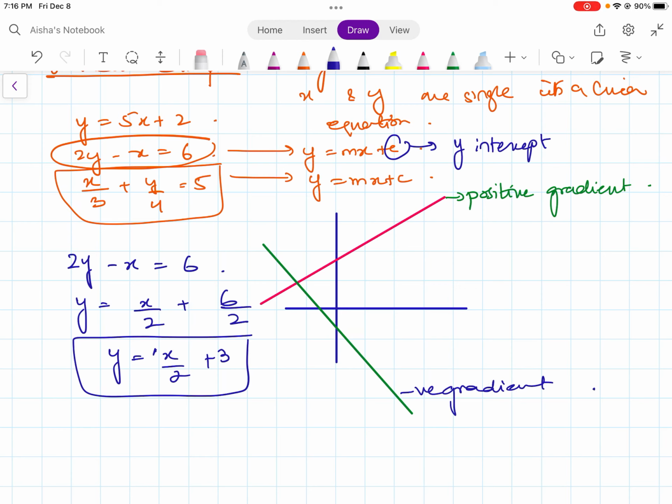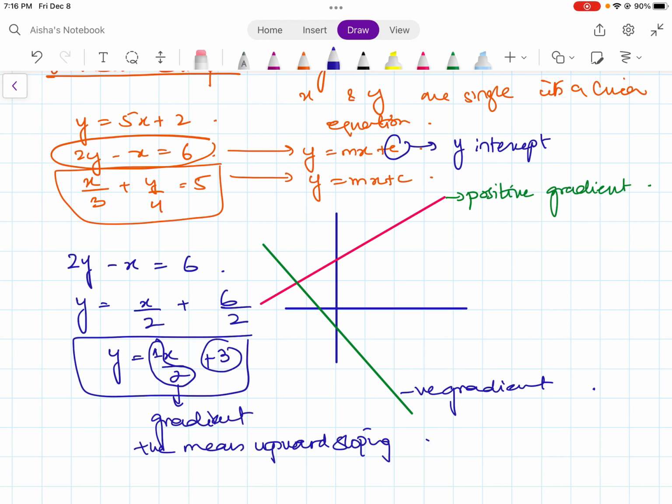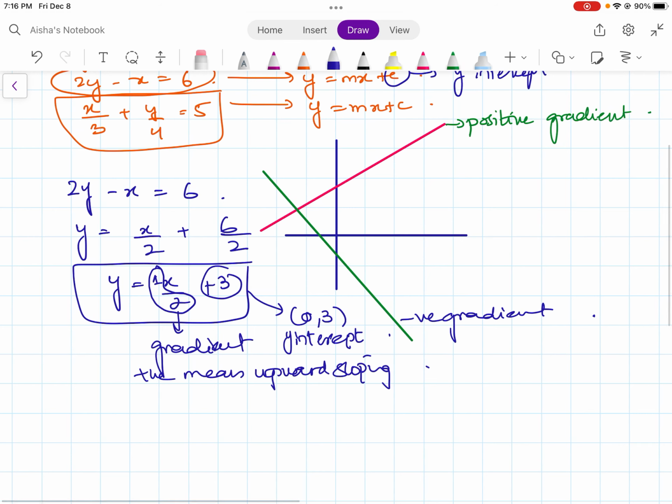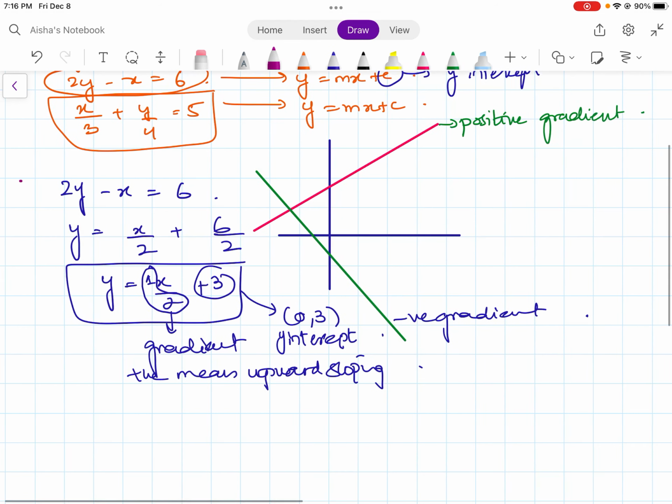This is 1 upon 2, so this tells you the gradient. Positive means upward sloping. And 0, 3 is the y-intercept. So from the equation, you should be able to interpret the gradient and the intercept, so that will give you the direction of the line. Okay? Now let's look at the second example. This is example 1.